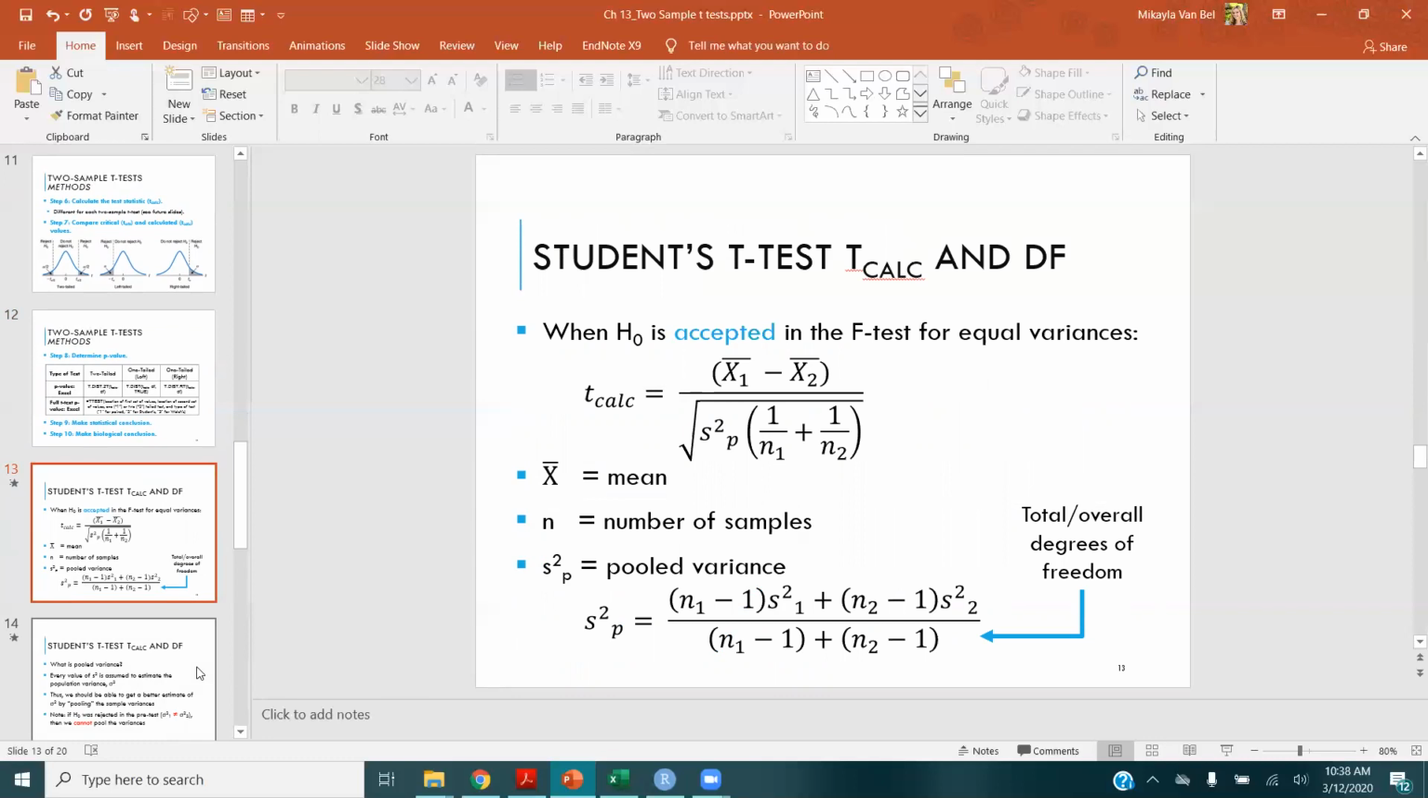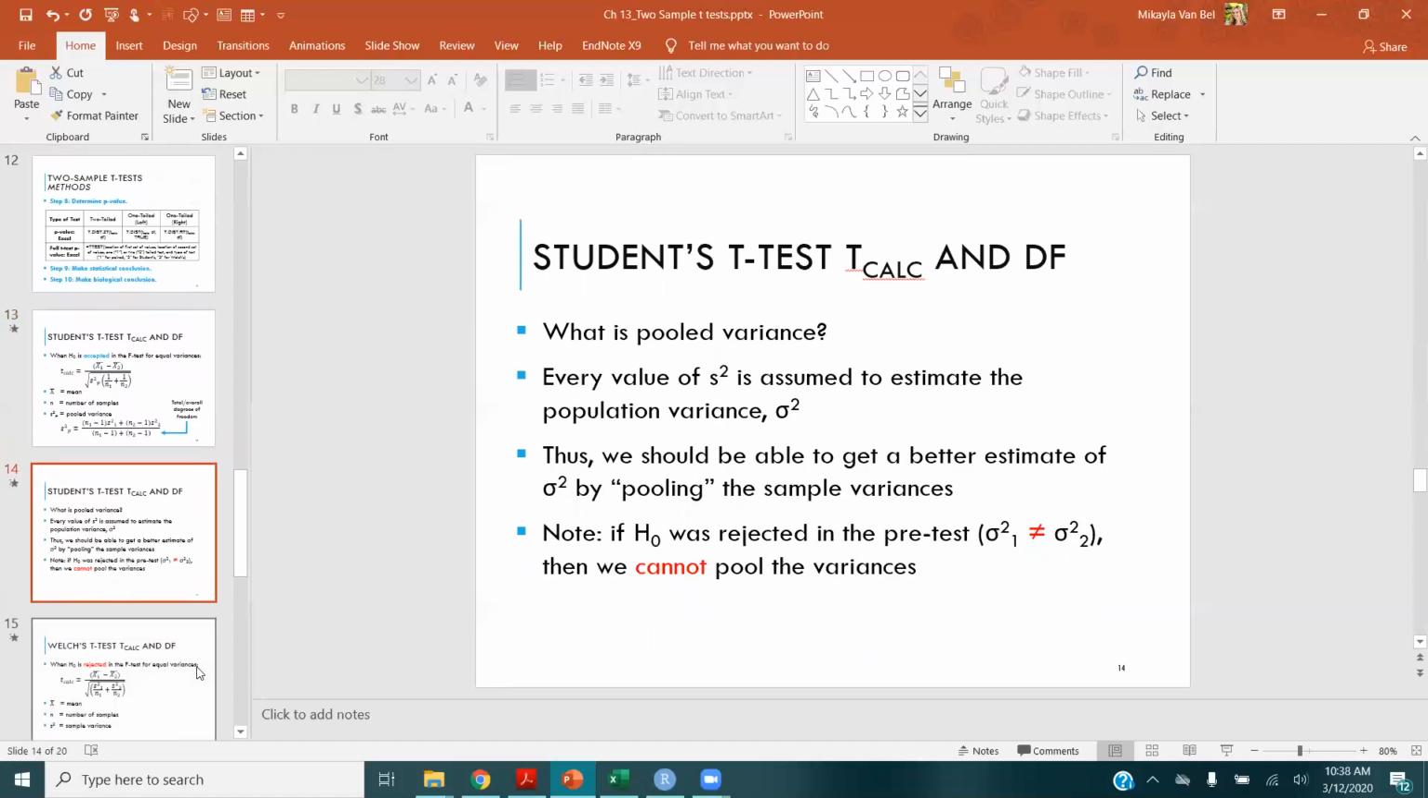Really, the takeaway from this for lab is the calculations for t-calc and variance are different for each type of t-test. Here we have demonstrated a student's t-test. The student's t-test uses a pooled variance formula. This is because every value of the variance is assumed to estimate the population variance, or sigma squared. So, in theory, we should be able to get a better estimate of sigma squared by pooling the sample variances with that formula seen on the previous slide.